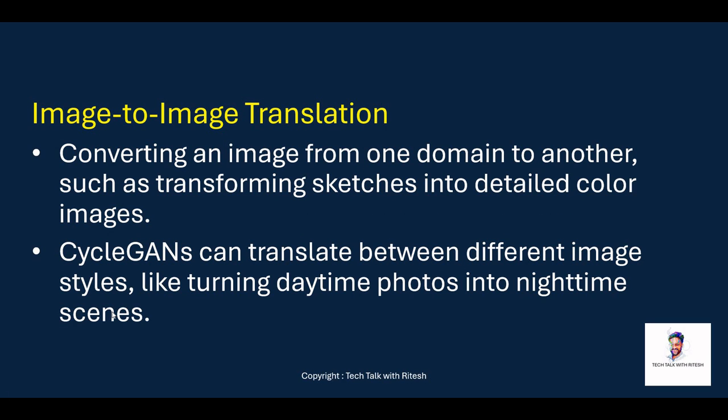Image to image translation, converting an image from one domain to another, such as transforming sketches into detailed color images. StyleGAN can translate between different image styles, like turning daytime photos into nighttime scenes.